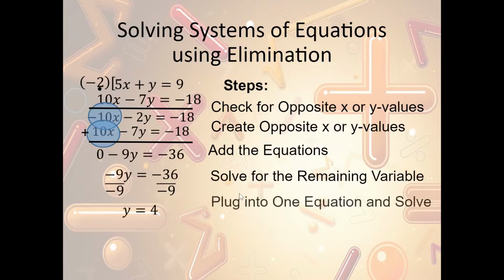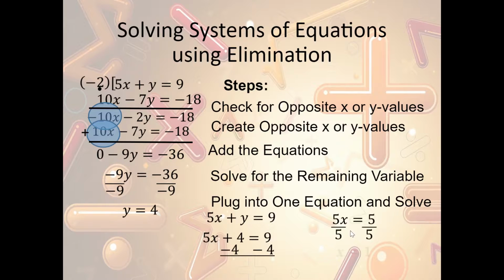Now I need to plug it into one of the equations to solve for the x value. So I'll use 5x plus y is equal to 9. And I'm going to plug 4 in for y. So now this says 5x plus 4 is equal to 9. Well, now I need to solve for x, so I'm going to subtract 4 from both sides. And I get 5x is equal to 9 minus 4 is 5. Divide both sides by 5. And I get x is equal to 1.